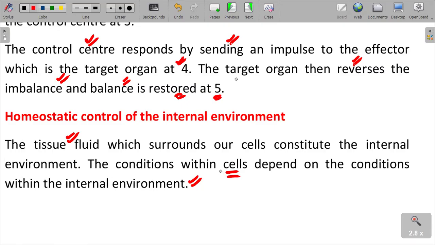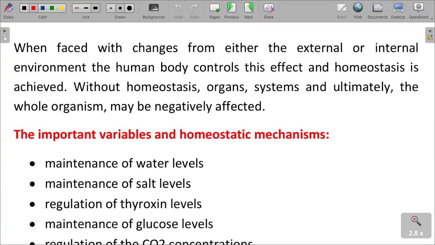So what I want us to understand is that the tissue fluid in which the body operates constitutes the internal environment, which has narrow limits. It must be maintained within a certain limit. These internal environmental conditions also affect the whole discussion we are having on homeostasis.